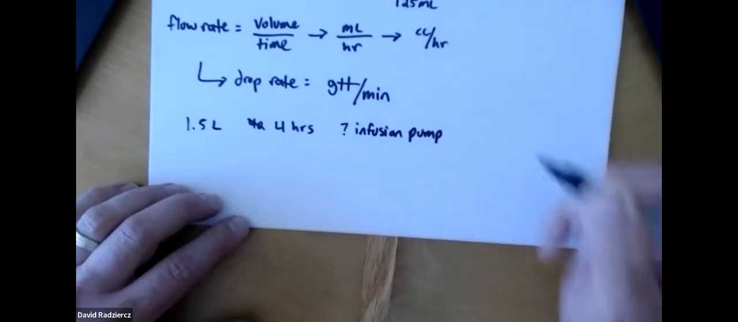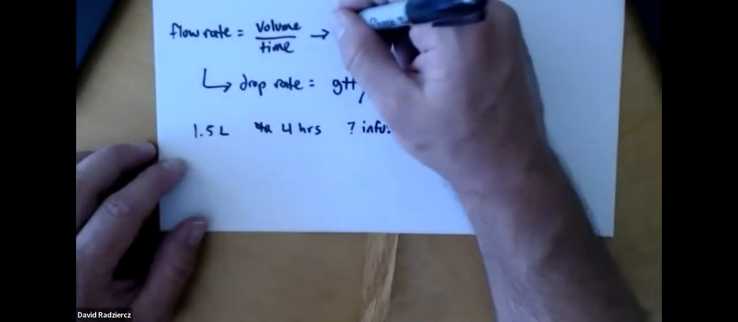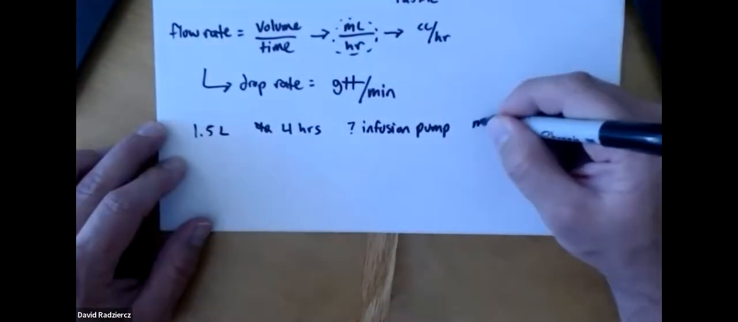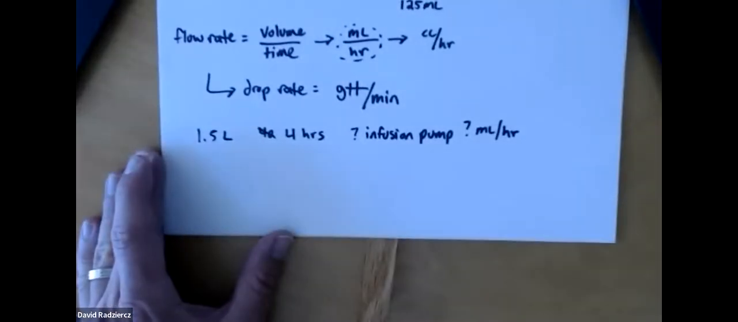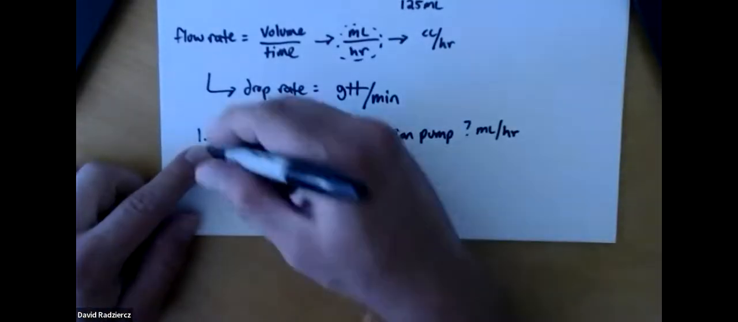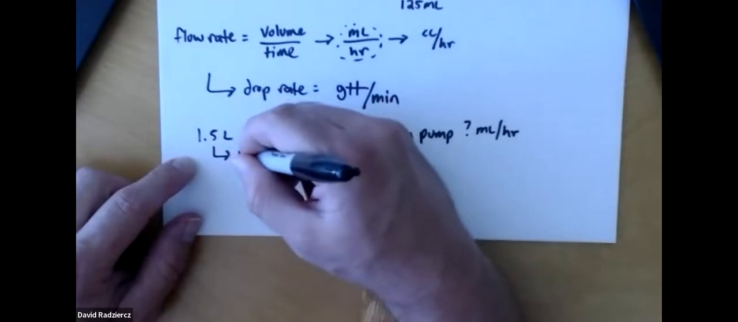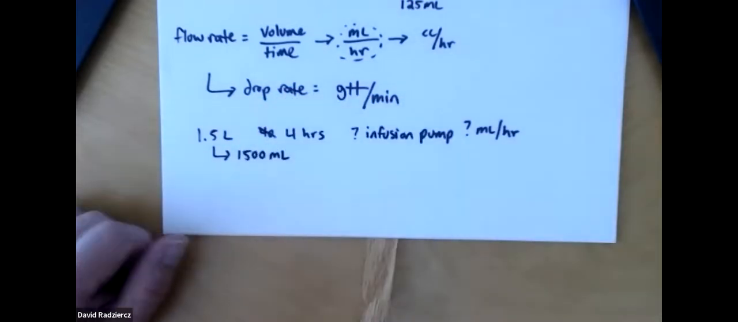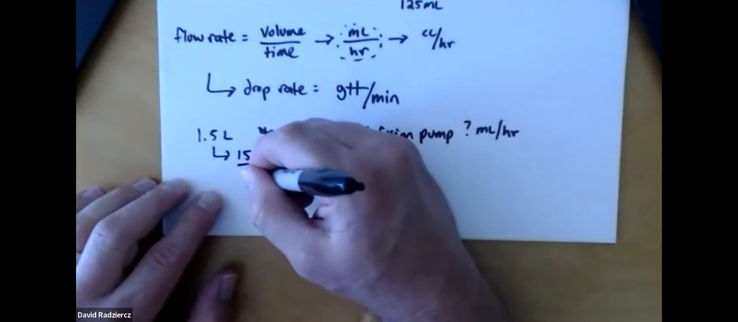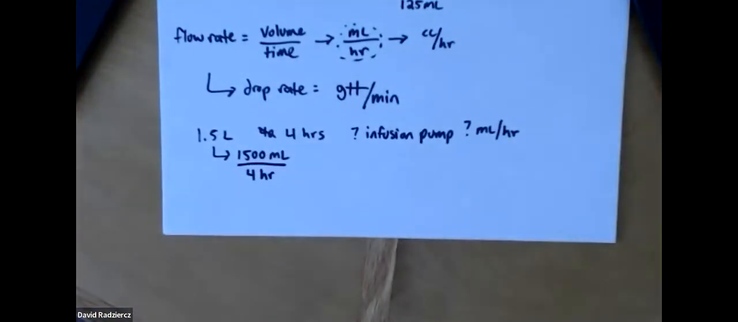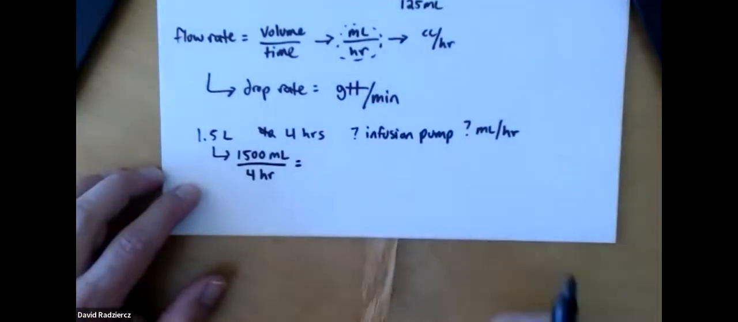Sometimes, especially on ATI, it won't tell you what your units are. But because I told you, it's milliliters per hour that we're looking for. So first I need to convert 1.5 liters to milliliters, and then I divide by the number of hours. Now I'm in milliliters per hour, and all I need to do is reduce that.